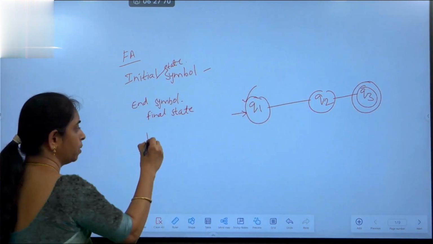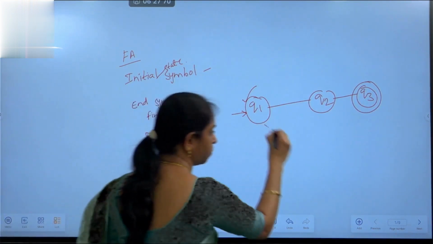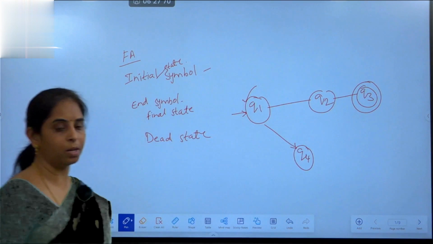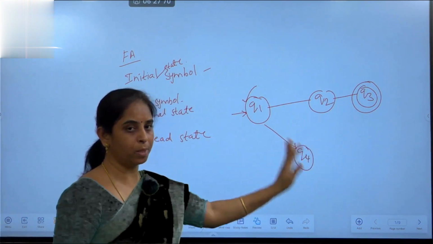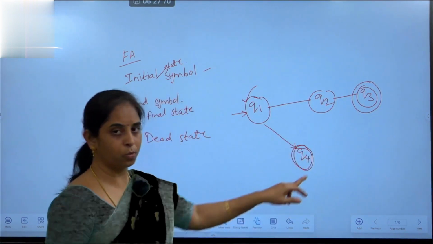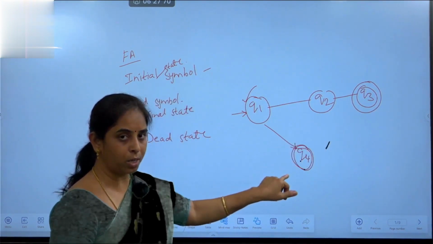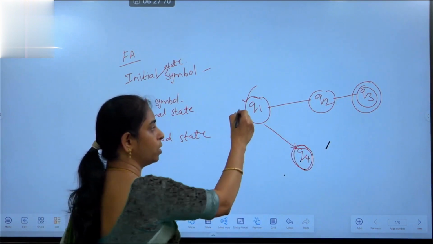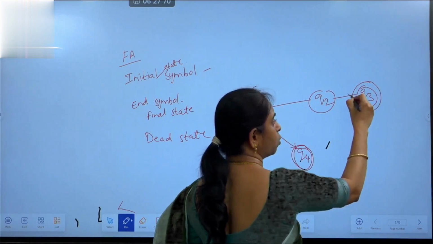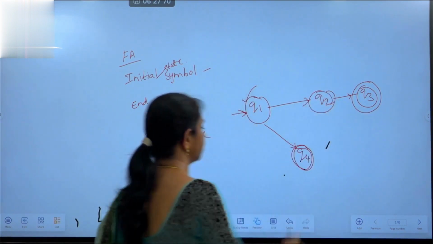Next we have the dead state. Whenever we reach the dead state, we can't go from the dead state to any other state; we stop at that state itself. If we observe Q4, from Q4 we are not going to reach any other state, so we call it the dead state. Here Q1 is the initial state. Q4, represented with the double circle, is the final state. Q2 is an intermediary state.